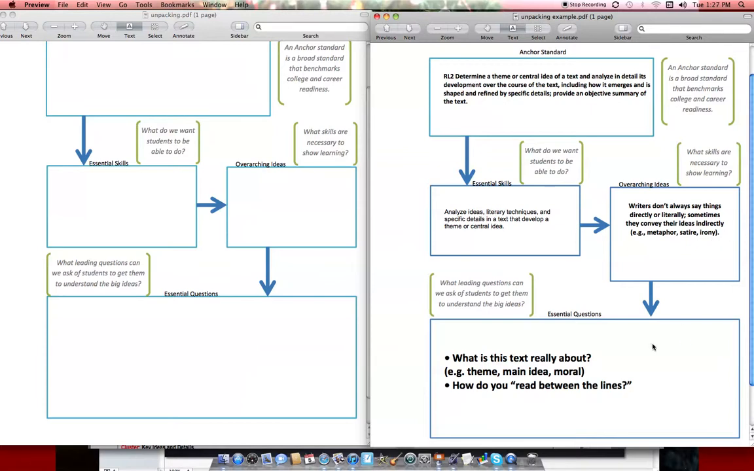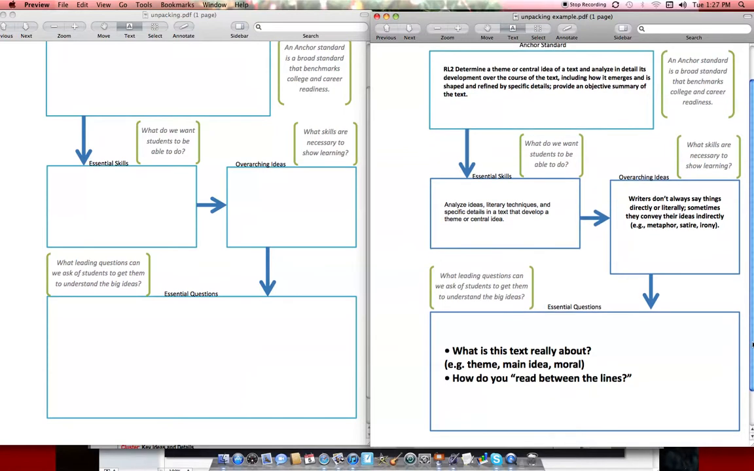Now notice that these aren't yes-no questions. These are things that kids would have multiple answers for, and skills that we really can focus on and develop and enrich our class. So you're trying to aim for those upper level kind of questions.